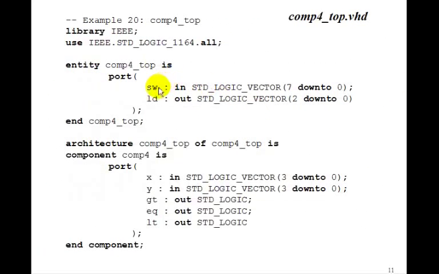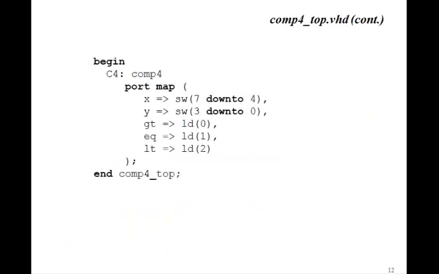Let's make a top-level design with the 8 switches, and we'll compare the top 4 switches to the lower 4 switches. We'll compare them, and for the 3 LEDs, we'll connect those to less than, equal, and greater than. So here's the comp 4 that we had. 3 down to 0 for X, 3 down to 0 for Y. The outputs will be greater than, equal, less than. That's the component. And then we just port map it. We'll connect X to the upper 4 switches, Y to the lower 4 switches, and we'll make LD0 greater than, LD1 equal, and LD2 less than.